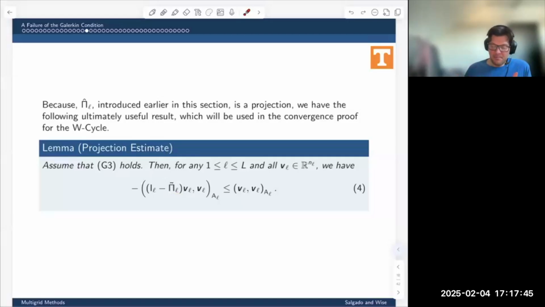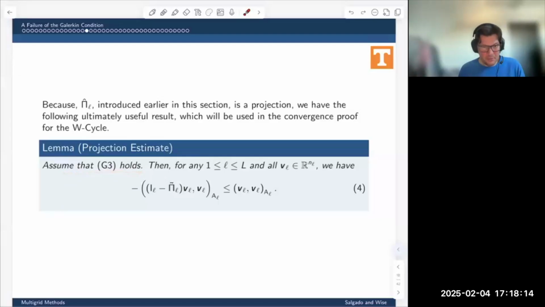The fact that pi L tilde and I minus pi L tilde are no longer projection matrices is going to make life difficult for us. So let's use something that we do know. We do know that pi L hat is a projection matrix, and so the fact that this is so is going to allow us to prove this estimate, which doesn't look helpful, admittedly, but is going to be quite helpful.